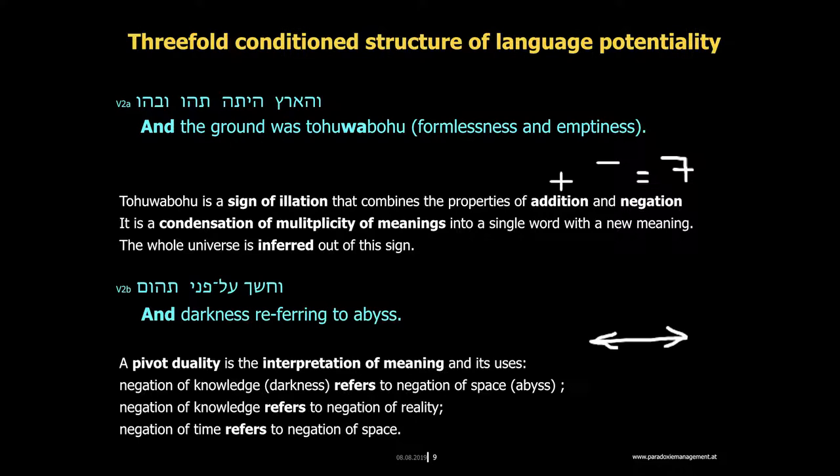Verse 2b is an associated pivot duality: and darkness referring to abyss. A pivot duality is an interpretation of meaning and its using. Darkness in the meaning of negation of knowledge refers to abyss in the meaning of negation of space. Or negation of knowledge refers to negation of reality, or negation of time refers to negation of space.